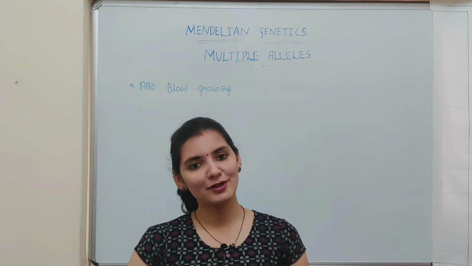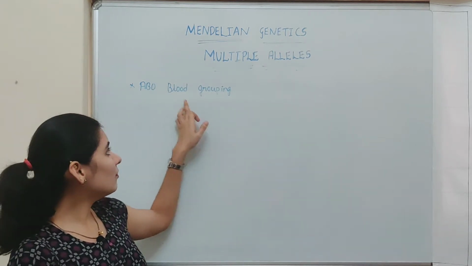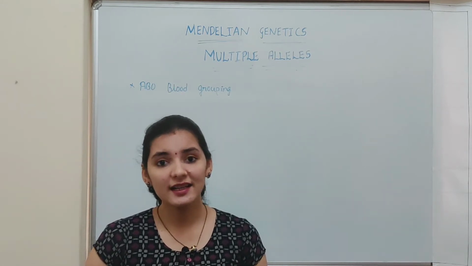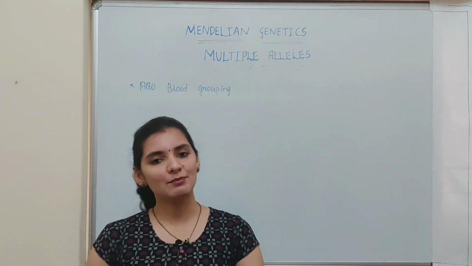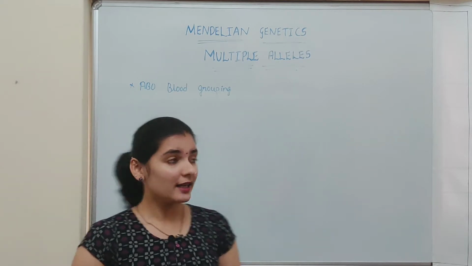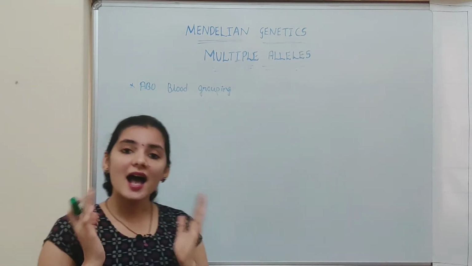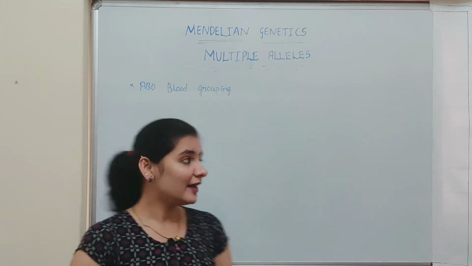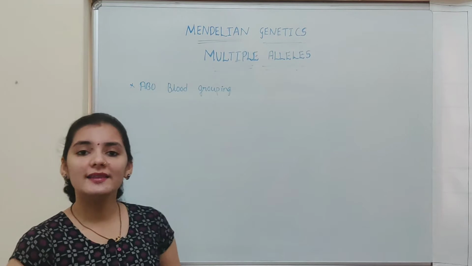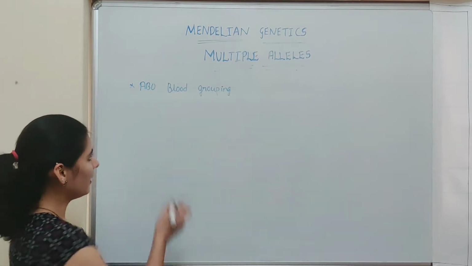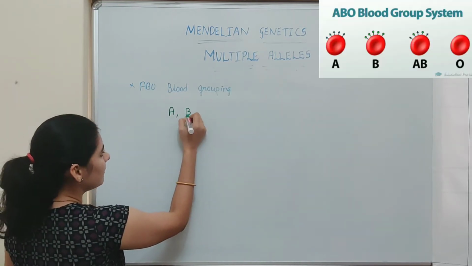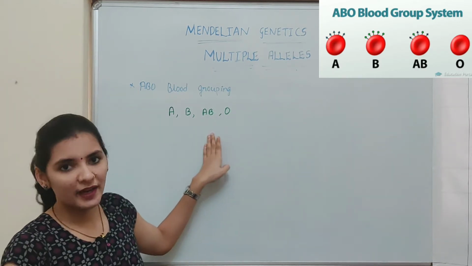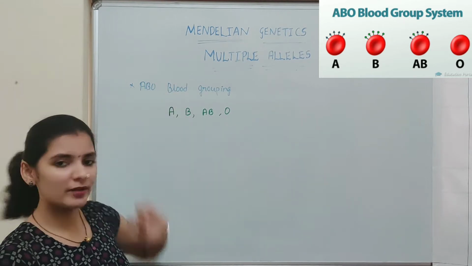And the well-known example for multiple alleles is the ABO blood grouping system in humans. In the previous video, I discussed the AB blood group as an example for codominance, whereas the ABO blood grouping system as a whole is an example for multiple alleles. As you all know, in the ABO blood grouping system, there are mainly four major blood groups, that is A, B, AB and O. So these are the four major blood groups which come under the ABO blood grouping system.